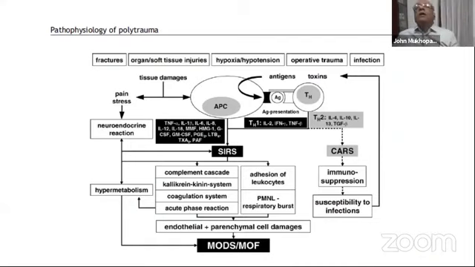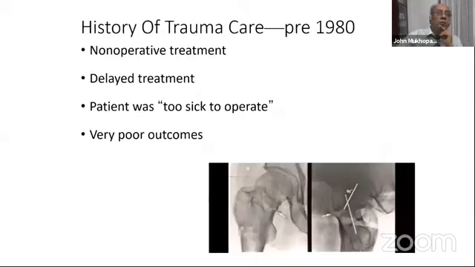So this is another diagram from the article by Trentz, which looks at the systemic inflammatory response syndrome and the compensatory anti-inflammatory response syndrome, and how they lead to this cascade of various cytokines, etc., which leads to hypermetabolism and all the problems that you have, and also the compensatory response syndrome, which leads to immunosuppression and therefore susceptibility to infection. So I think one has to understand this entire homeostatic mechanism that is taking place in the body to understand how to deal with polytrauma.